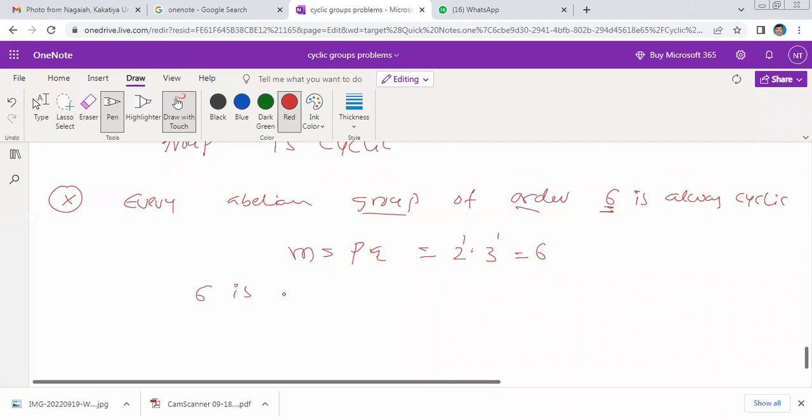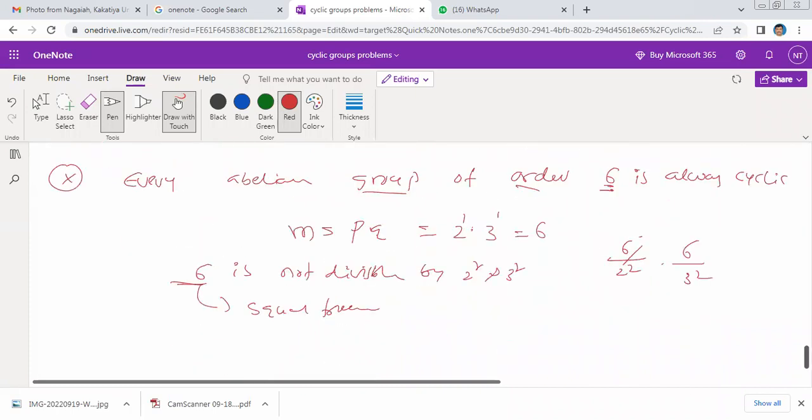6 is not divisible by 4 and 9, that is 2 square and 3 square. Yes, ఎందుకంటే 6 is not divisible by 2 square, 6 is not divisible by 3 square. కాబట్టి ఈ 6 ని ఏమనొచ్చు అంటే it is a square free element. ఎప్పుడైతే m స్క్వేర్ ఫ్రీ అవుతుందో ఈ కేసులో మాత్రమే ఇది సైక్లిక్ గ్రూప్ అవుతుంది. So every abelian group of order 6 is always cyclic.